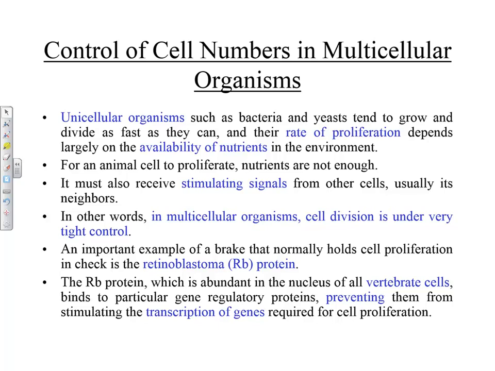An important example of a brake that normally holds cell proliferation in check is the retinoblastoma protein. The retinoblastoma protein, or RB protein, which is abundant in the nucleus of all vertebrate cells, will bind to particular gene regulatory proteins, preventing them from stimulating the transcription of genes that are required for cell proliferation. The cell might need certain proteins in order to multiply, so this retinoblastoma protein will act as a brake on that. Now, if there are external signals telling the cell to divide, like some growth factor comes and binds the cell membrane, in response to that it will let go of that brake, and then the cell can divide.